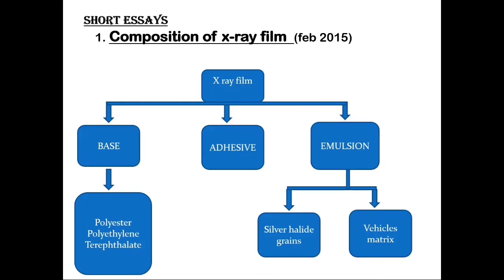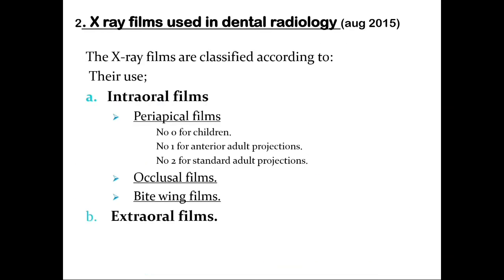So the silver halide crystals that are found are mainly composed of crystals of silver bromide. And then the vehicle: here the silver halide crystals, or the grains, are suspended in this vehicle, and it is applied on both sides of the supporting base. So this diagram of the X-ray film can also be seen under the chapter of film imaging in White and Pharoah. You can even refer to Freni Karjodkar also, they have mentioned the composition of the X-ray film, what the components are, and also what the functions are. That is what you should mention under this question.